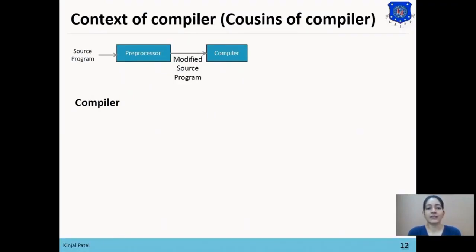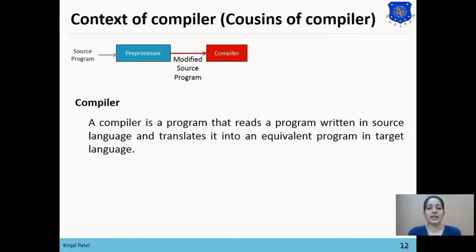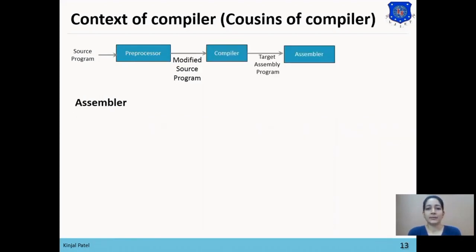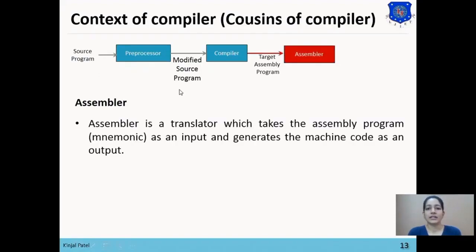So then this modified source program will be passed to the compiler, and the compiler will convert this modified source program into the target program. Our target program will be assembly language, meaning a lower level language. So the compiler converts higher level language into lower level language, and that lower level language will be passed to the assembler as an input, and the assembler will convert this assembly language into machine language as an output.